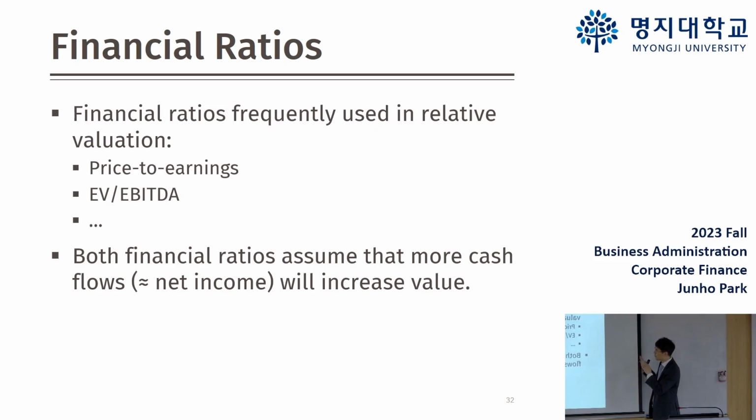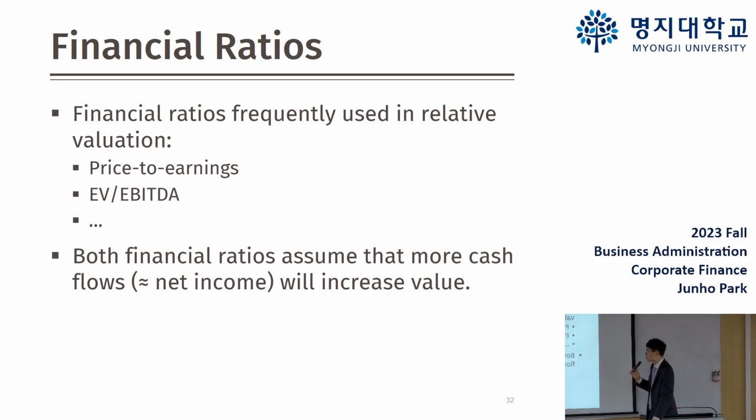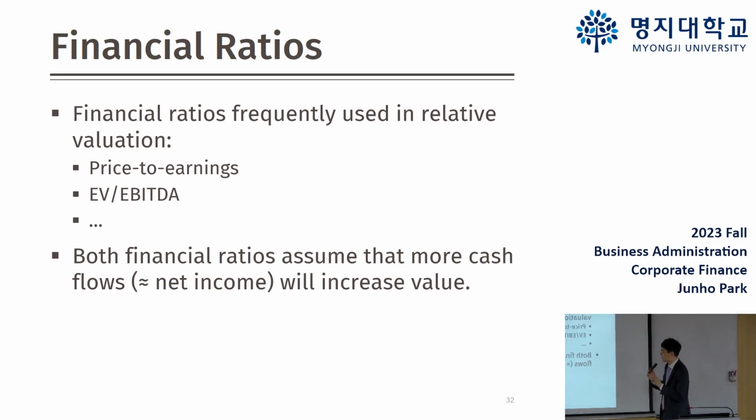So the price to earnings and the EBITDA, both of them are partially related to cash flows because their numerators are about the incomes, earnings, or cash flows. So in that sense, they are based on the assumption that if you have more cash flows or incomes, then you will generally have a higher firm value.